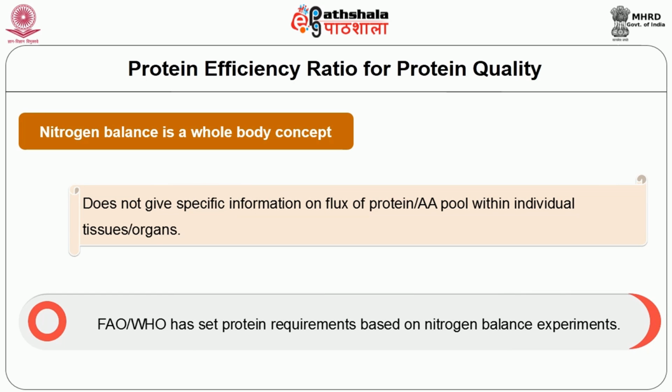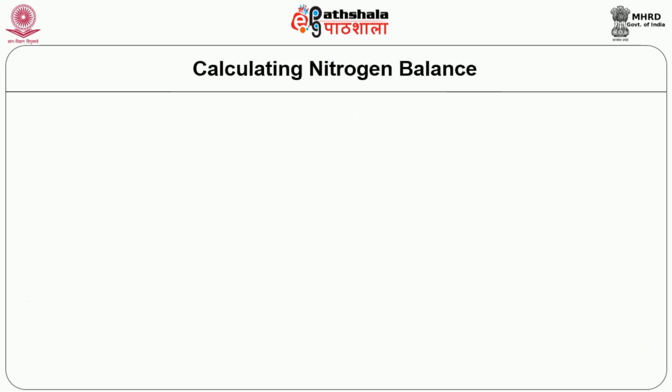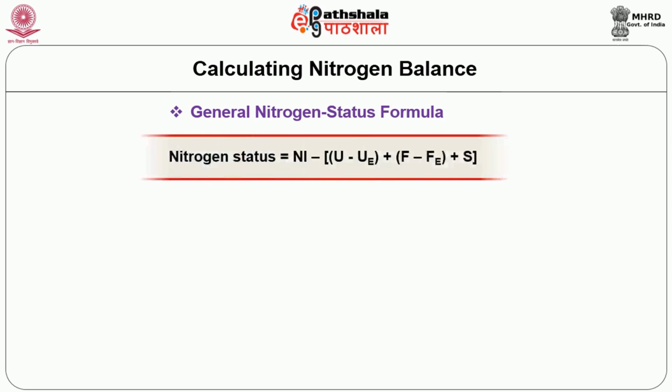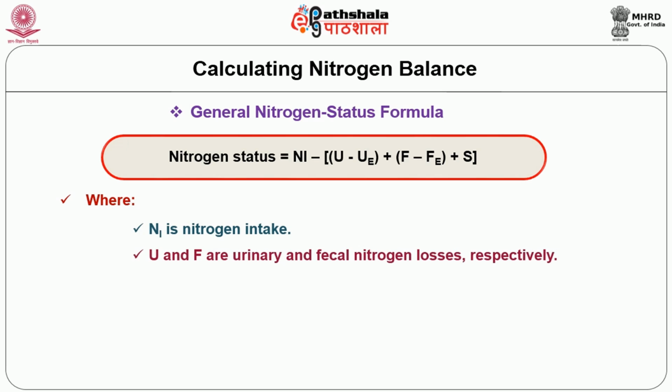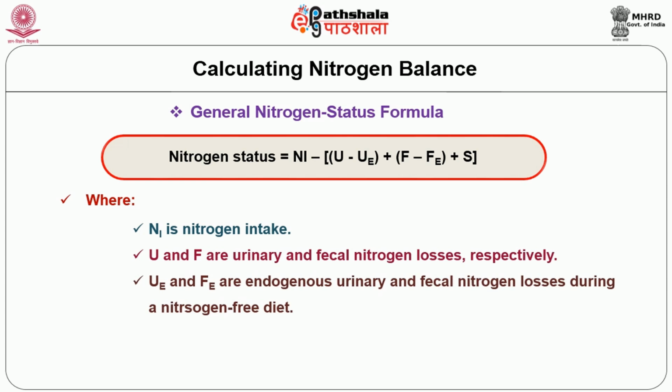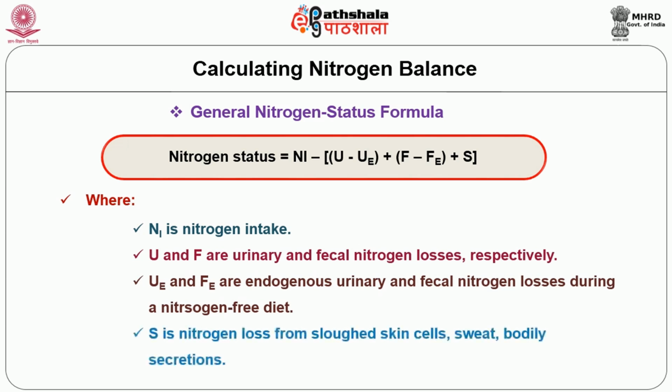So, FAO WHO, that is Food and Agriculture Organization, World Health Organization, has set protein requirements based on nitrogen balance experiments. If you look at the calculation of nitrogen balance, the general formula is: nitrogen status is equal to nitrogen intake, that is Ni, minus U and F, or urinary and fecal nitrogen losses. UE and FE are endogenous urinary and fecal nitrogen losses during a nitrogen free diet. S is the nitrogen loss from sloughed skin cells, sweat, and bodily secretions, because we also lose some nitrogen from various parts of the body, like sweat particularly, and bodily secretions. Therefore, accounting for all these things, we can calculate the nitrogen balance.